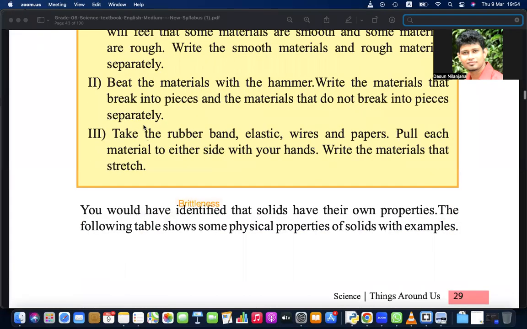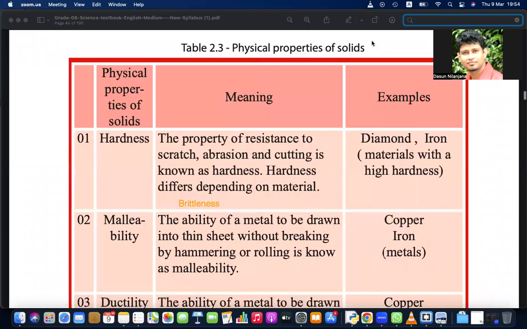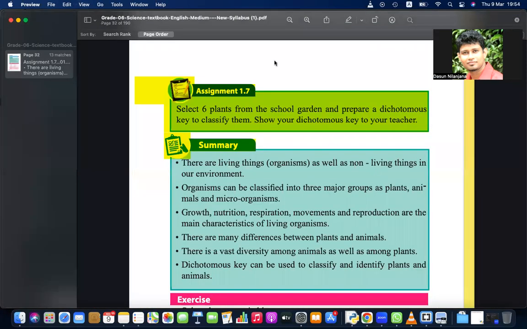These are basically the properties of matter. So here the proper names are given. Hardness, we learn about this, right? If you can remember that, we have learned about this previously.